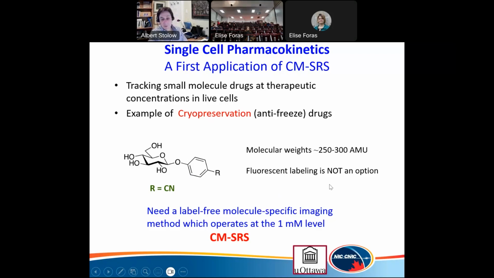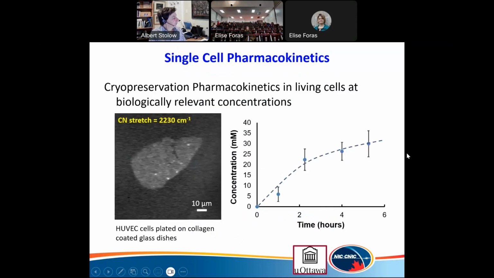What we did here is we looked at a single cell, and we applied this drug to see how the drug penetrates a single cell. So this would be called single cell pharmacokinetics. You could imagine this would be the ultimate approach to drug discovery because you could make a movie of how a drug penetrates a single cell. I wanted to show you that this actually works. This is the first demonstration of single cell pharmacokinetics.